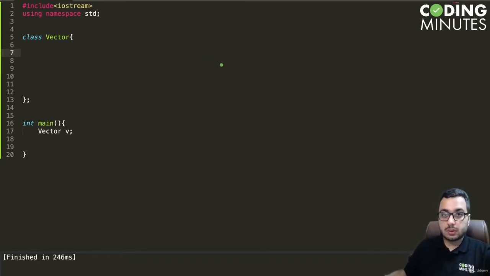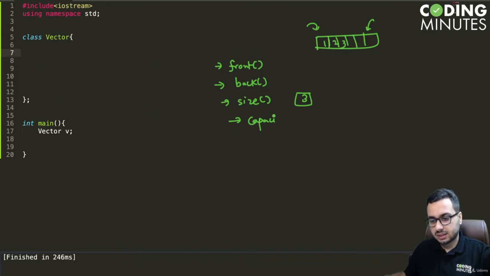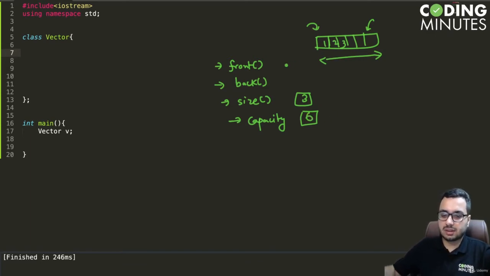Apart from it, we are also going to support some functions like front. It will tell us what element is there at the front of the vector. We are going to make a function back that will tell us what element is present at the last position in the vector. We are also going to make a function called size that will tell us how many elements we have in the vector. For example, size of this vector is 3, and we are going to make a function called capacity that will tell us what is the actual memory allocated to this array. So that is 6. It can store up to 6 elements. So let's see how we can do this one by one.